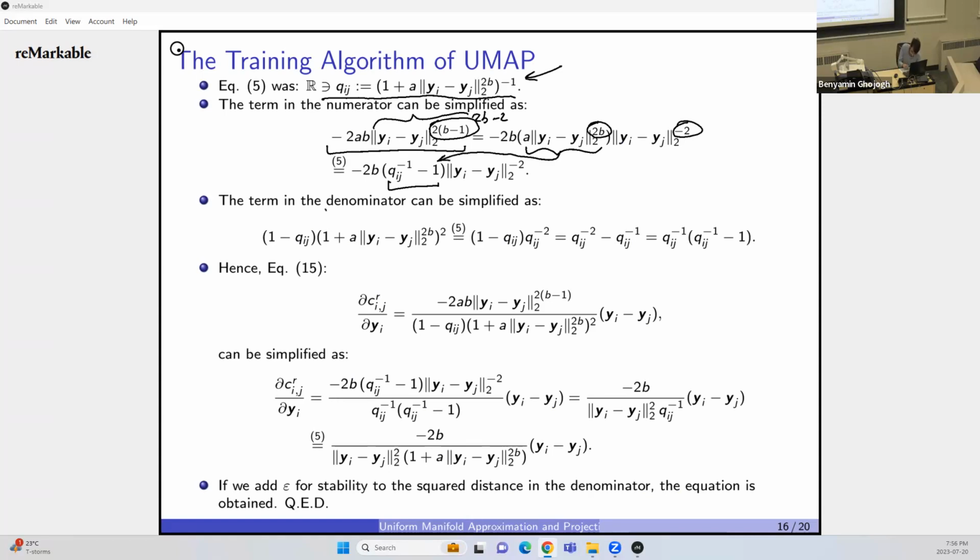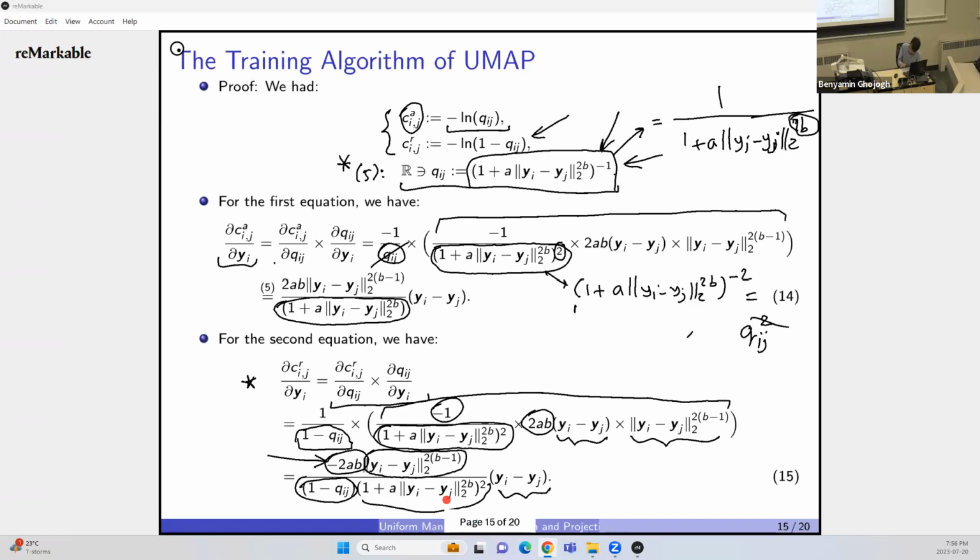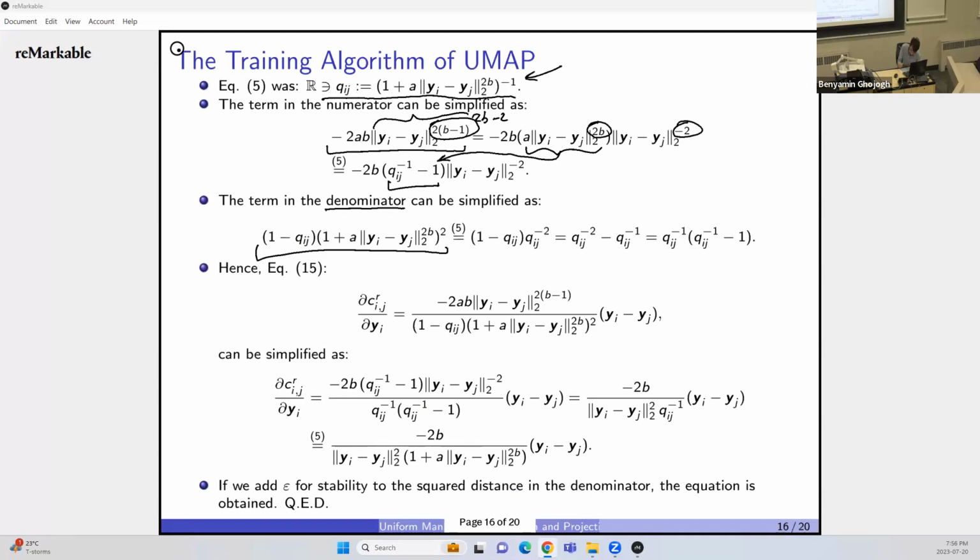Now the term in the denominator, this is a term which we had in the denominator. Yeah, here it is. I can simplify it according to equation 5. It is just 1 minus Qij, which is here. And what is this? Qij to the power of minus 2, right? Just multiply the terms to each other, it becomes this, and then factor out Qij inverse. You'll get this.